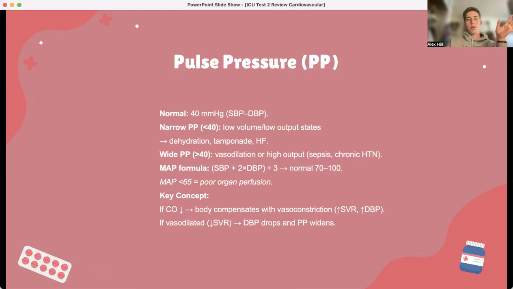And then remember the MAP formula. If you have less than 65, you'll have poor organ perfusion.